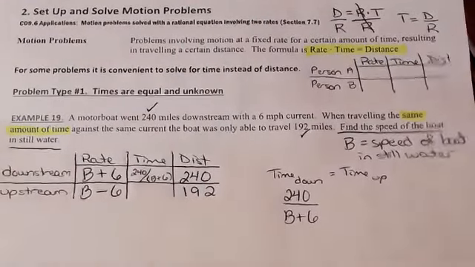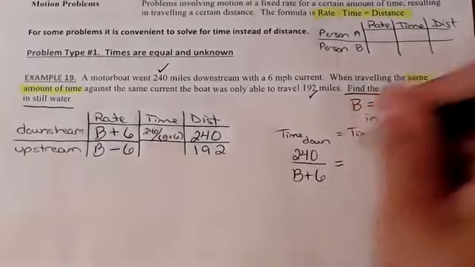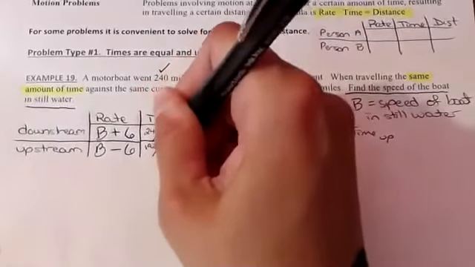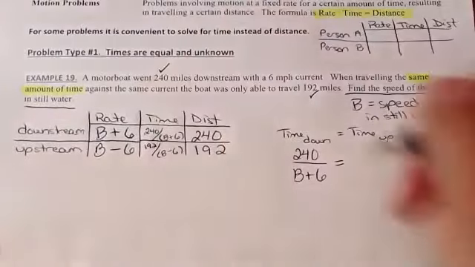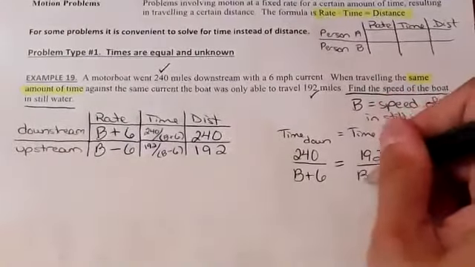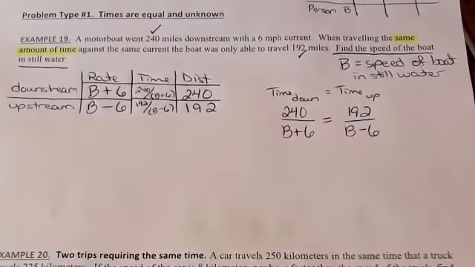We're going to do the same thing for upstream. Distance over rate. Good. I'm going to go ahead and write that in the second half of this equation. Cool.